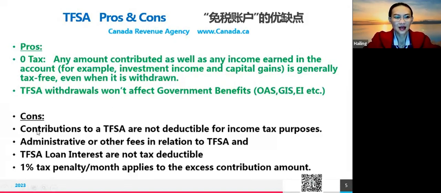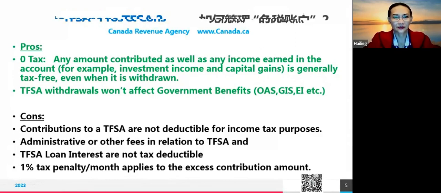What are the cons? Contributions to a tax-free savings account are not deductible for income tax purposes. So it's not like an RSP. Administrative or other fees in relation to the account and loan interest are not tax deductible. Again, remember, a 1% tax penalty will be charged on the excess contribution amount. The government defines the contribution room each year, so we shall not exceed that amount.